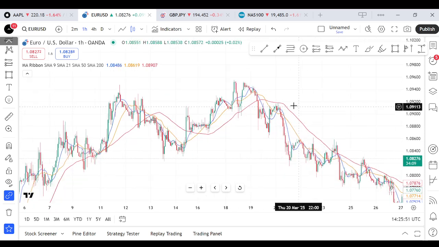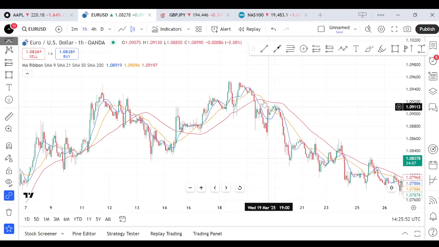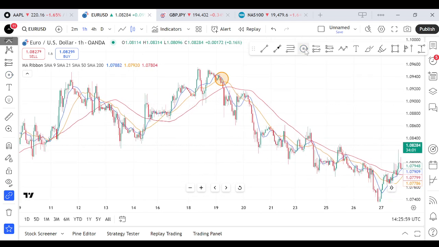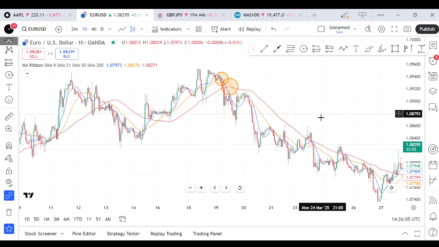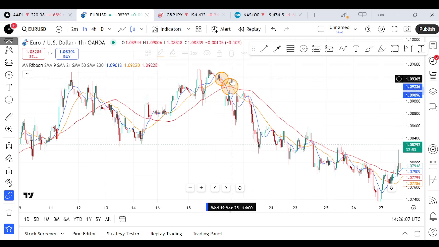And the way you'll be able to tell that is by the alignment of the moving averages. Now you can see the crossover for the 9 and 21 happening right here. And you have the final crossover going below the 50-day moving average here. So that's an indication to sell. Now we should be looking for selling opportunities as we've seen this crossover happening right here.